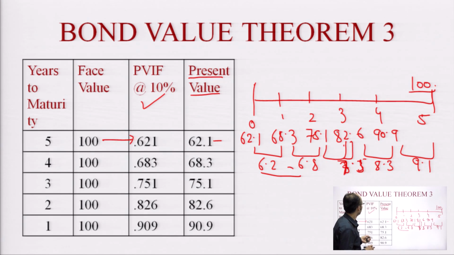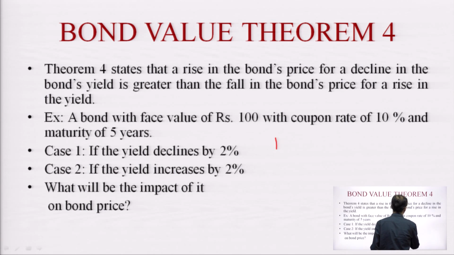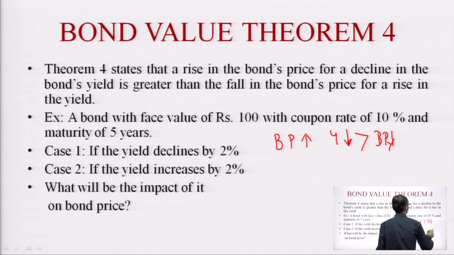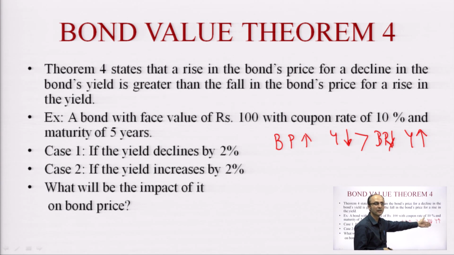Now we move on to our fourth theorem. What does the fourth theorem state? The fourth theorem states that a rise in the bond price for a decline in bond yield is greater than the fall in the bond price for a rise in the bond yield. What the theorem simply states is that the rise in the bond price from a decline in the yield is greater than the fall in the bond price from a consequent increase in the bond yield.